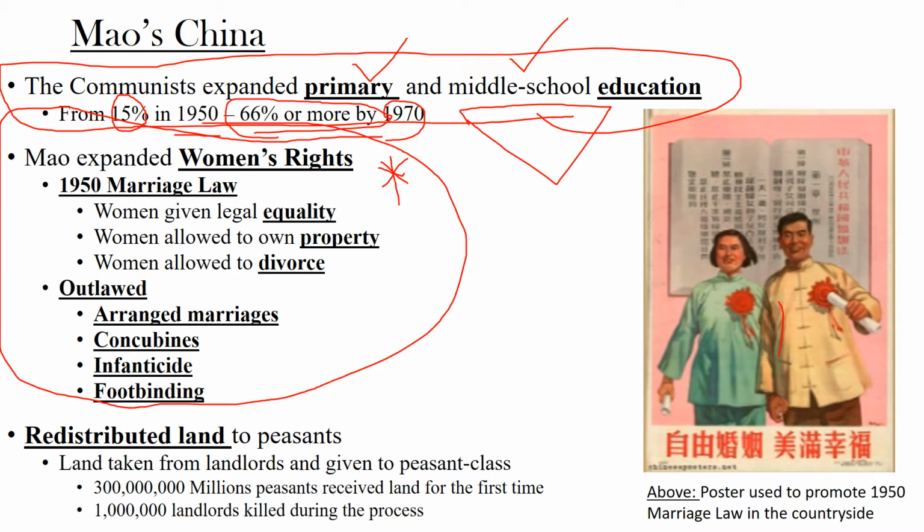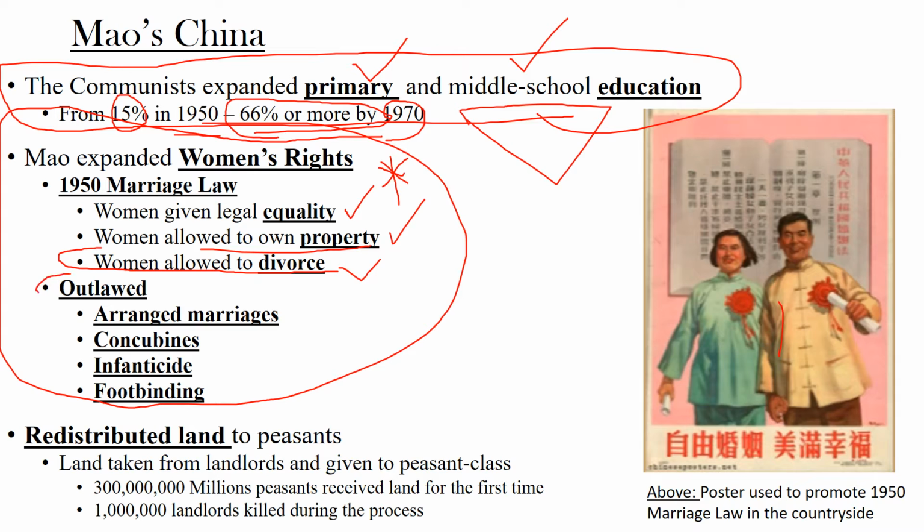And so in 1950, right after taking power, he passed the Marriage Law. Women, for the first time in China, are given true legal equality. They are recognized as legal equals to men. Women are allowed to own property, which they generally hadn't been. And women were allowed to divorce. That did lead to a kind of chaotic period where tons of women divorced their husbands, and the communists were like, whoa, we were not expecting quite that. But it eventually does stabilize.